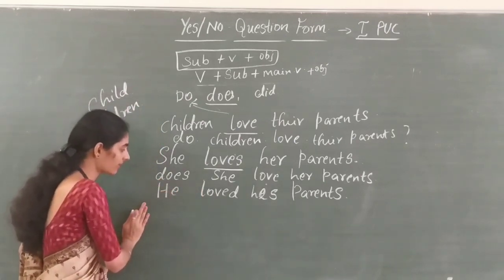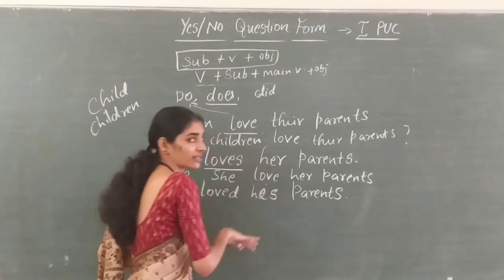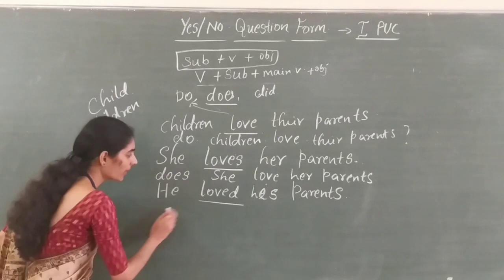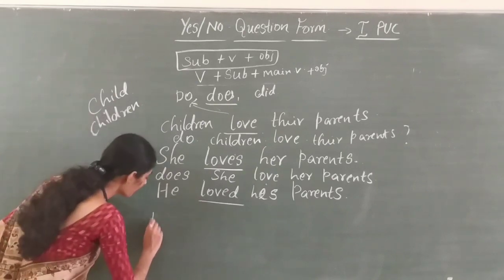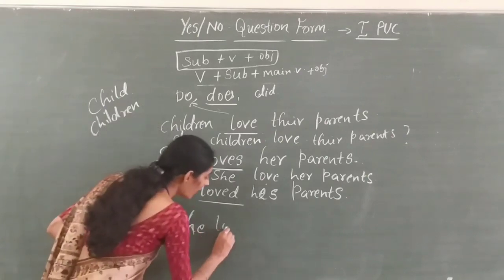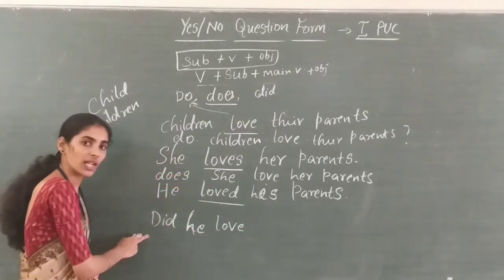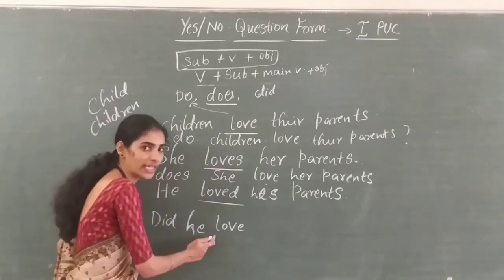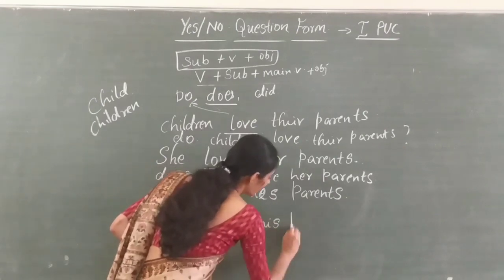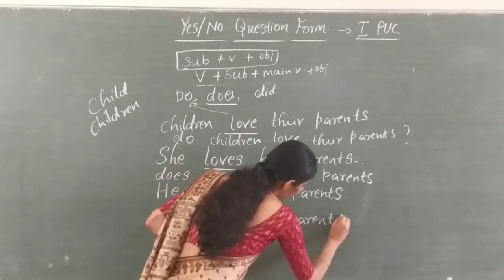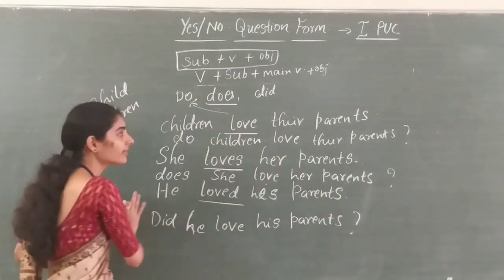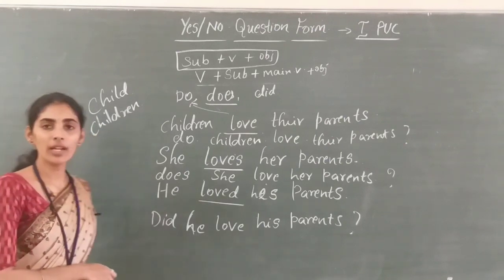Look at the last sentence here. He loved his parents. Loved, ed, that is past tense, right? So now it becomes did. Okay. Did he love? Already we have written did here. Again you should not write loved, but love. Did he love his parents? So this is how we frame do form questions.